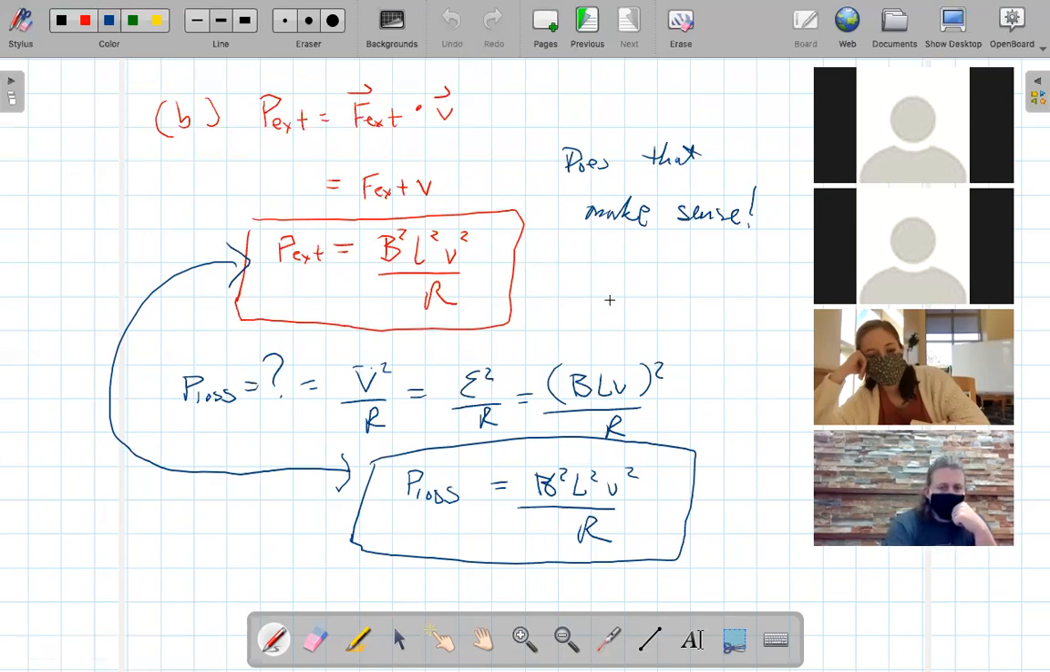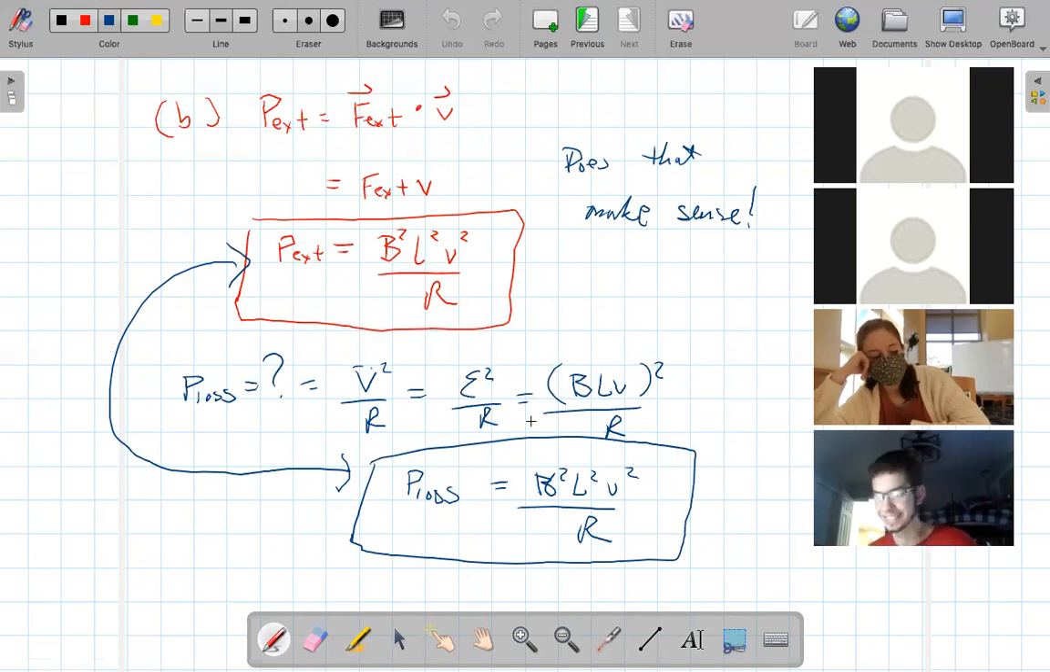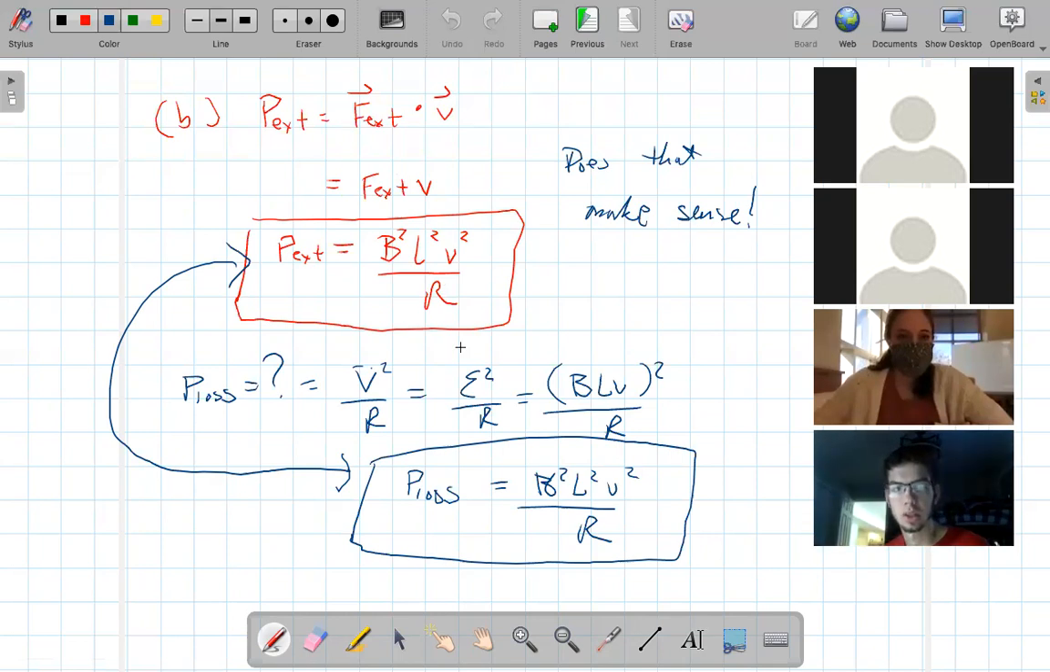So, what do we think? Did you want like a word answer? I want a word answer. Yes. Not a mathematical one that these things are exactly the same, but I want a word answer. So why does this make sense that the power that I'm adding to the system is exactly the same as the power that the system is losing?